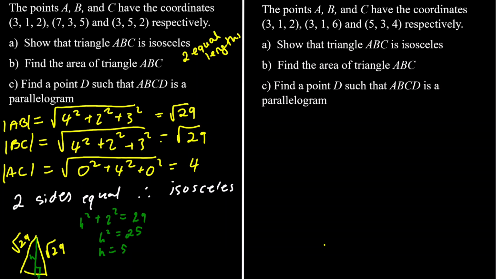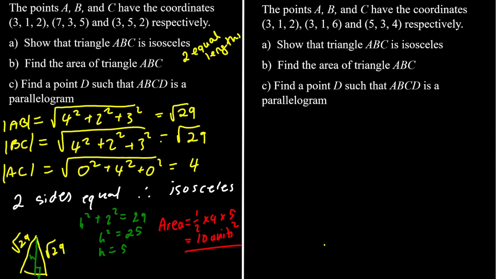So the area of the triangle is half times the base times the height. So it's 10 units squared.